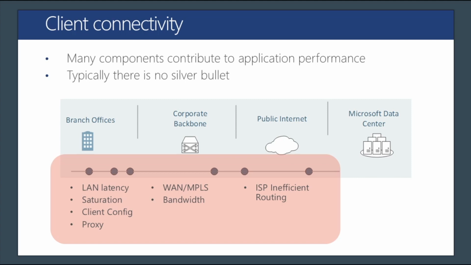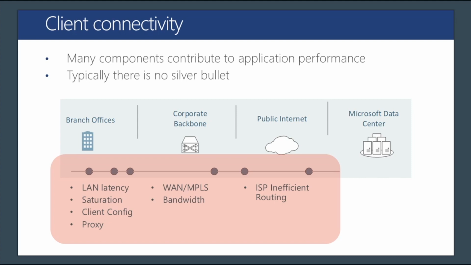In some cases, we've also seen that you can work with your ISP to improve the routing to the Microsoft data center. A lot of times the ISP is routing the traffic in a very inefficient manner, and maybe the number of hops is too high. So you can work closely with your ISP in reducing the number of hops and reaching the Microsoft data center much quicker.